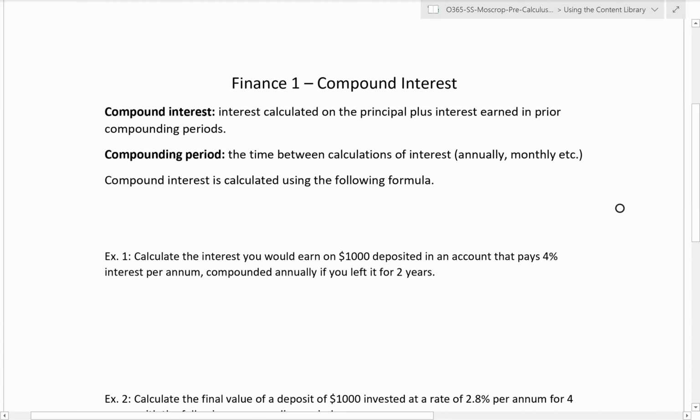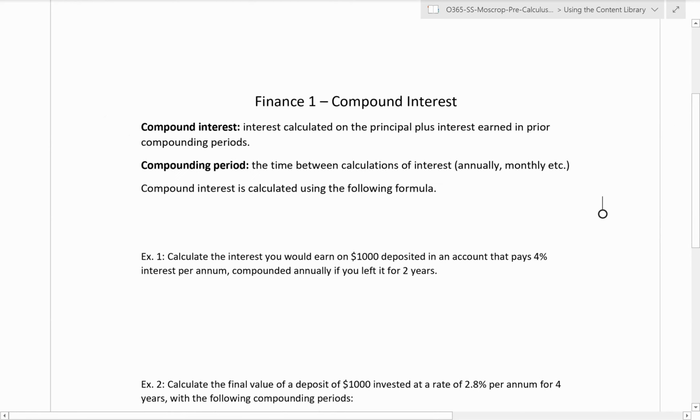All right, welcome back. We are going to be looking at finance today. We'll be looking at compound interest. So in the past, I believe you probably have seen simple interest.